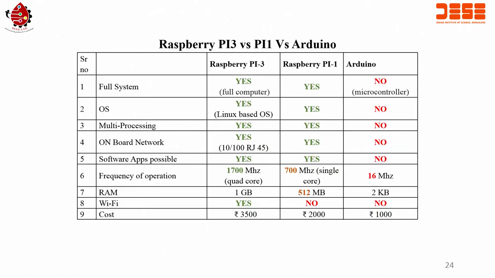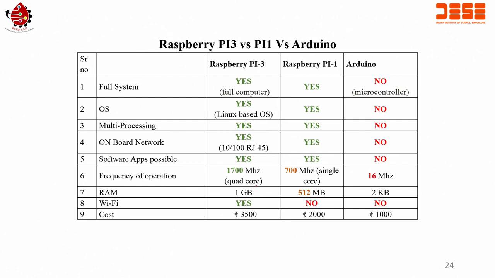So, if I want to select a system for programming, what will I select between Raspberry Pi and Arduino? I will go for Raspberry Pi, which is the third version. If you talk about Arduino, the OS is Linux based OS. Here also Raspberry Pi is the same thing, right? Multiprocessing is possible in Raspberry Pi 3, where in Arduino it is not possible, right? Software apps are possible in the Raspberry Pi, where it is not possible in Arduino. When you talk about frequency of operation, there is a quad core, and a single core, where the Raspberry Pi 3 is better than Raspberry Pi 1.